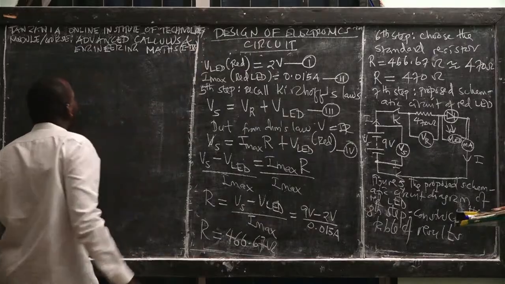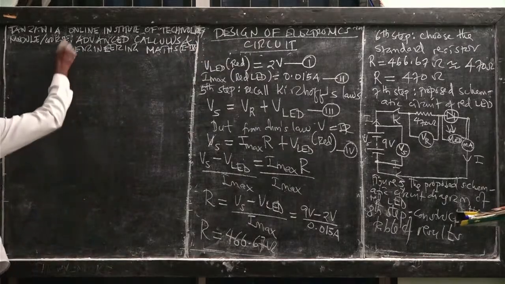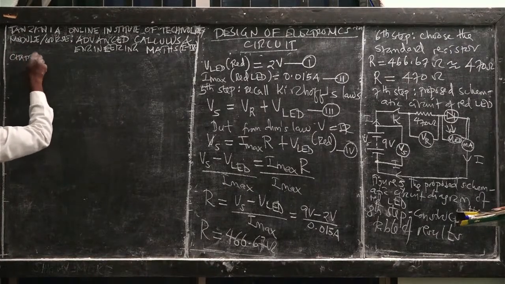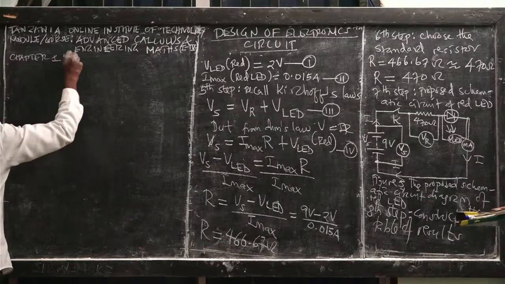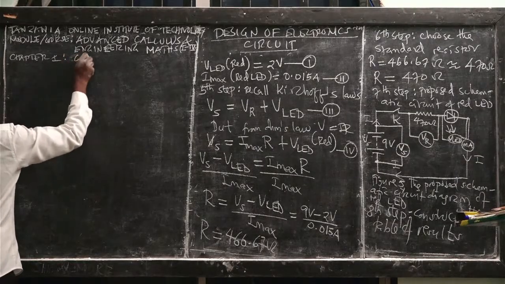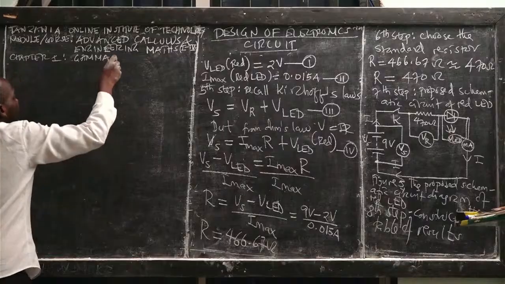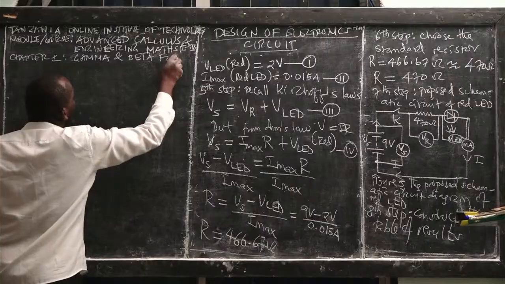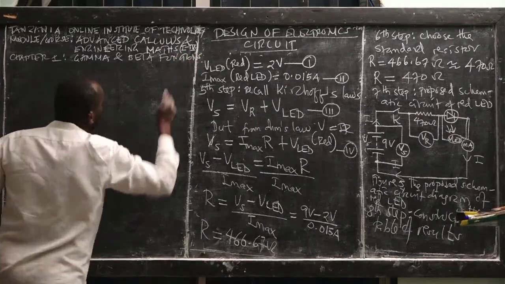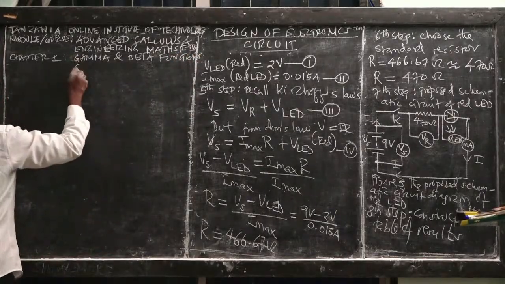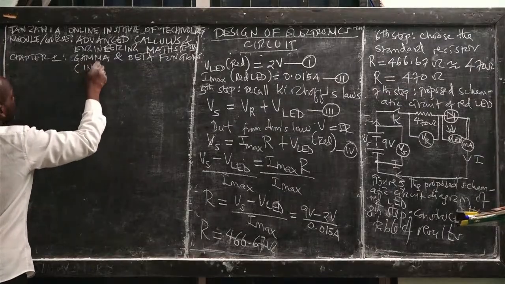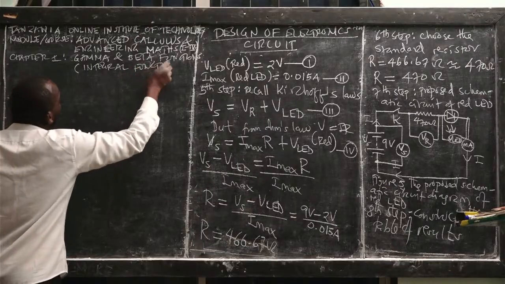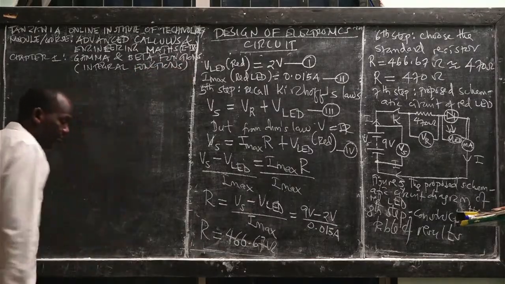Content ni hizi ambazo tutakwenda kufundisha leo. Which chapter are we? We are in chapter 1. Chapter 1 is called the beta and gamma. Chapter hii inaitwa gamma and beta function. Gamma and beta function. Say it, gamma and beta function. Kwenye vyuo vingine wanaita hii integral function, integral au improper integral function. Kwa maana nyingine inaitwa integral functions au improper integral functions.